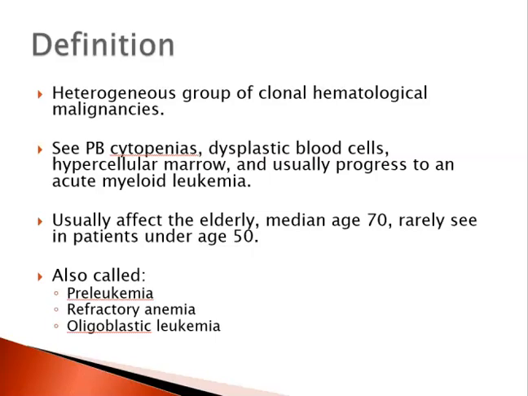You have hypercellular marrow, meaning there's too many abnormal cells in the marrow, and it usually progresses to acute myeloid leukemia, or AML. Usually affects elderly people. The median age is 70, rarely seen in patients under the age of 50. MDS can also be referred to as pre-leukemia or refractory anemia. This is the most common other name. It's also referred to as oligoblastic leukemia, oligo meaning few or scant.